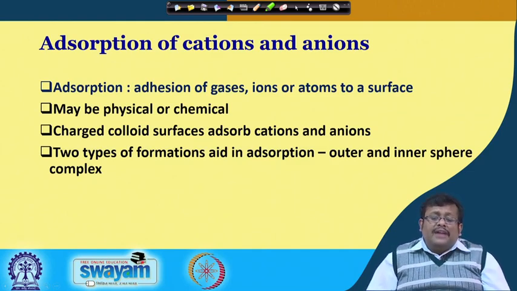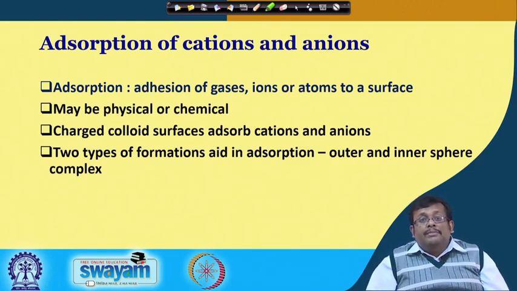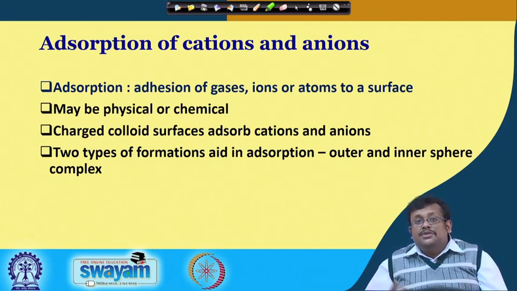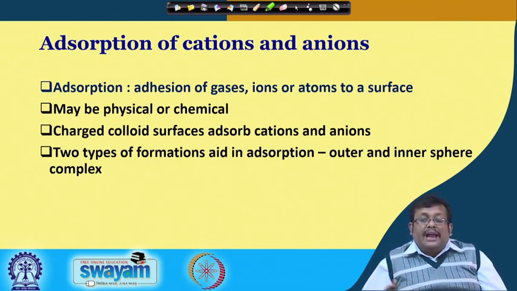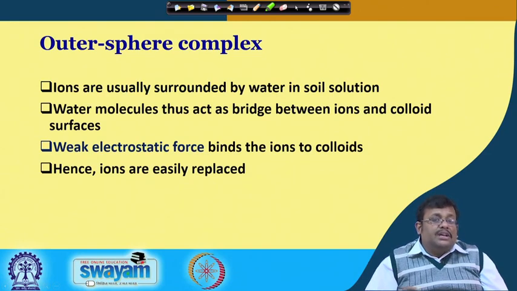Now, adsorption of cations and anions. Remember that adsorption is basically the adhesion of gases, ions or atoms to a surface, and it may be either physical or chemical, and charged colloid surfaces adsorb cations and anions. Two types of complex formation aid in adsorption: one is outer sphere and the other is inner sphere complex. Let us discuss what is an outer sphere complex.